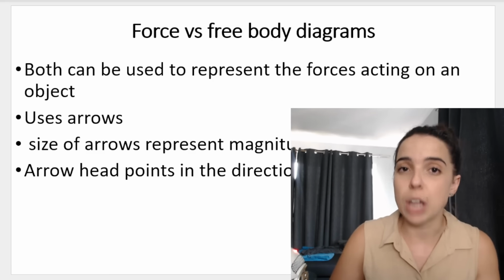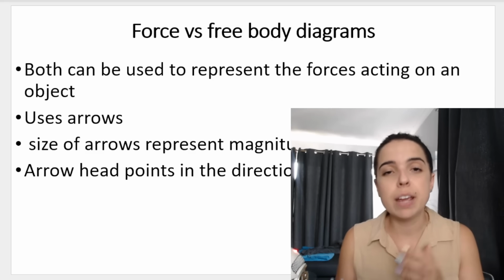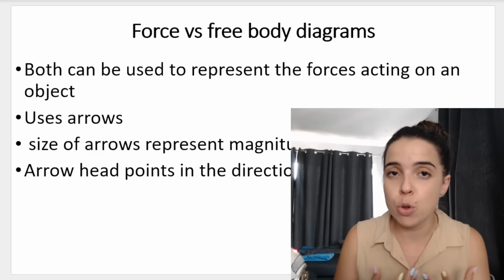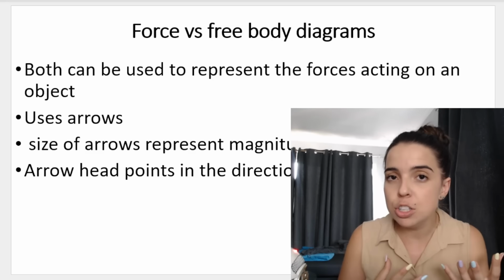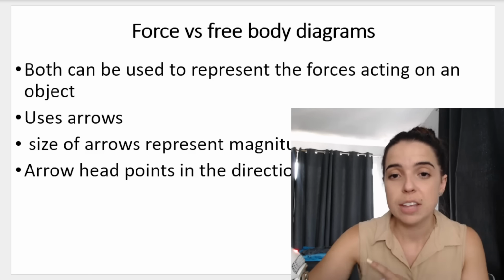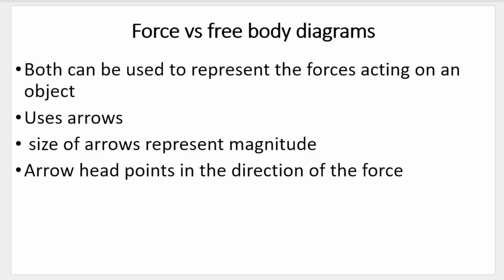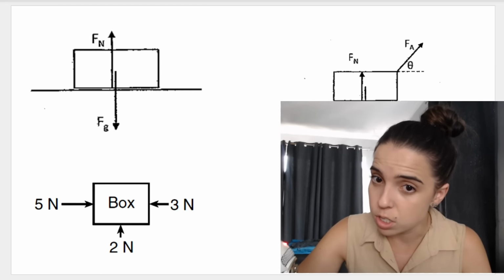And both of them use arrows. Remember, vectors can be represented by arrows. Forces are vectors. They can be represented by arrows. The length of the arrows represent the relative magnitudes, and the arrowheads point in the direction of the force. That's exactly what that says behind me. So here you can see different examples, and these are actually what we call force diagrams.